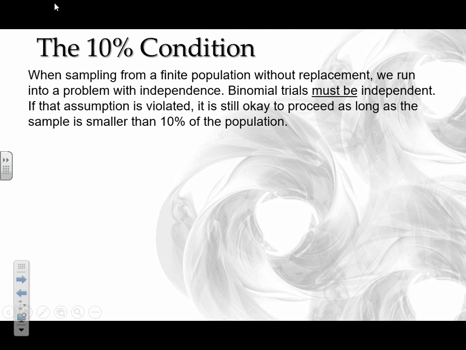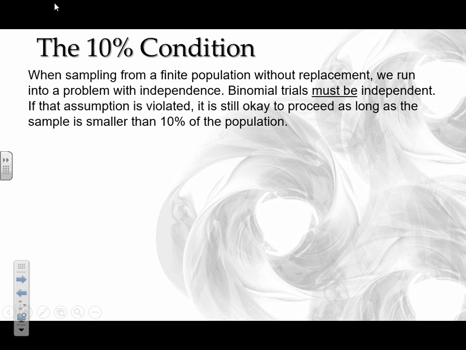The third one was that there needs to be a fixed number of trials. So you're only going to try so many times, and then that's it. And then the last one was the probability of success stayed the same throughout. So every trial we run, the probability of success stays the same. Now, in some situations, we find ourselves sampling from a finite population. Okay? So we sample from something that we definitely know is finite. There's an end to it.